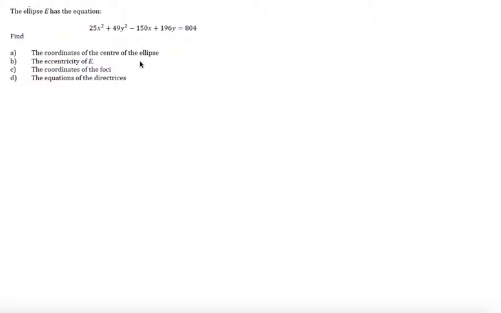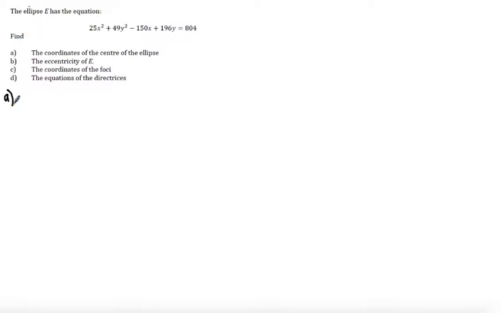Ellipse E has equation 25x squared plus 49y squared minus 150x plus 196y equal to 804. We want to find the coordinates of the centre of the ellipse.